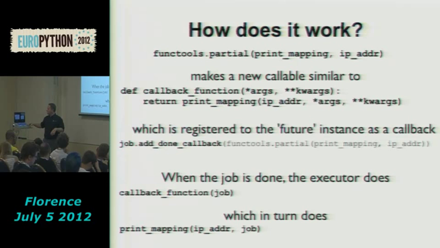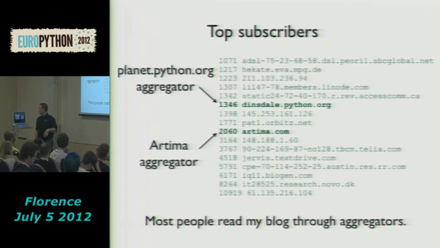The end result is I have an idea of how many people are using my site from different companies or different hosts. And there's the Python aggregator there, Planet Python aggregator, Artima aggregator there. I have no idea who that address is. It doesn't resolve. And there's a couple. There's Novo Nordisk here and Biogen. So there are a few people who are potential customers that do read my blog, which makes me think, if I can get them to pay me money for this.